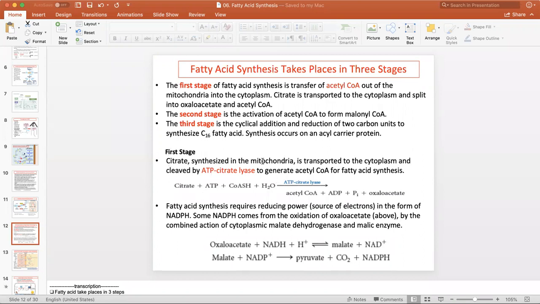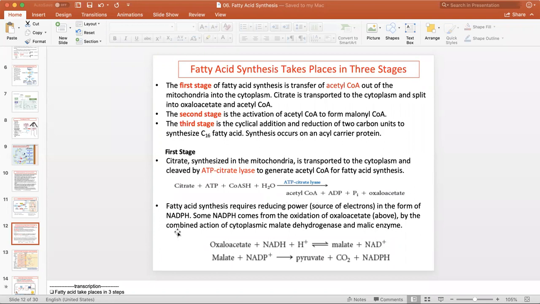Citrate, which is synthesized in the mitochondria, is transported to the cytoplasm and cleaved by ATP citrate lyase to generate acetyl-CoA for fatty acid synthesis. The same thing we talked about in the previous slide. So we take the citrate, shunt it outside, break it down into acetyl-CoA and oxaloacetate, then we use the acetyl-CoA for fatty acid synthesis. Fatty acid synthesis requires reducing power in the form of NADPH. It's the same thing I just talked about.